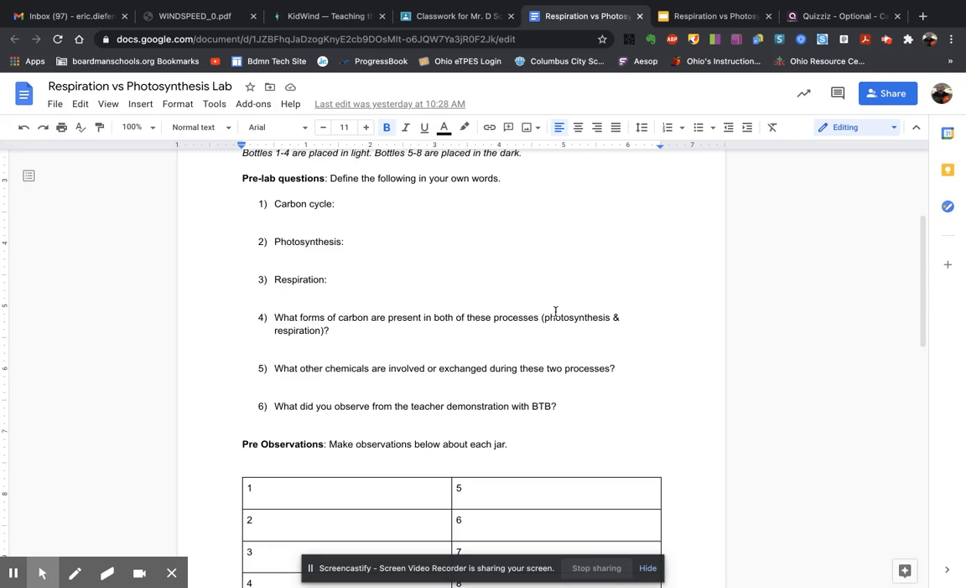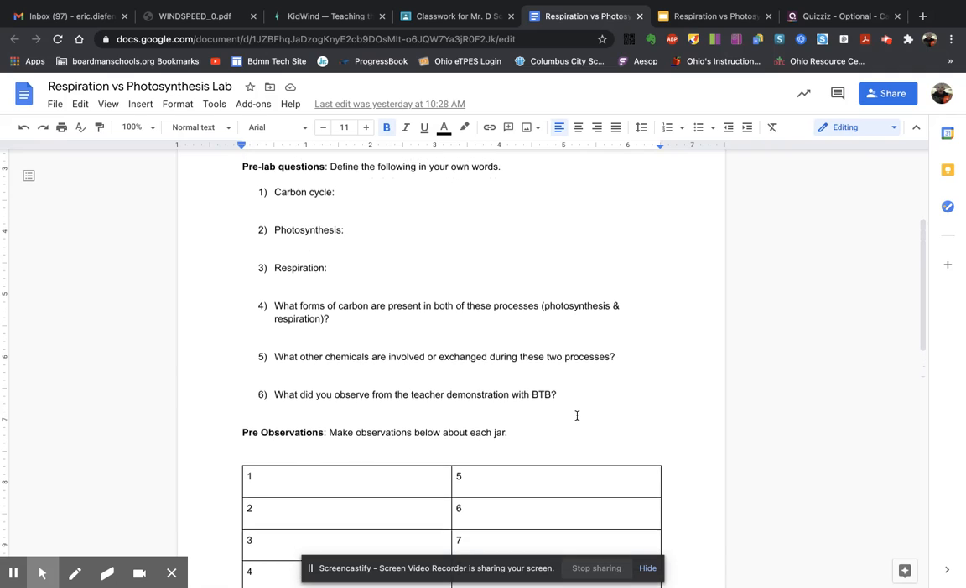What other chemicals are involved or exchanged during these two processes? So you have to see what else is being moved or exchanged between living things and plants in the atmosphere and hydrosphere during photosynthesis. 5, what other chemicals are involved? I just went over that question. Okay. 6, what did you observe from the teacher demonstration? That's when I had the beaker with water and the BTB, and I blew into it using the straw.